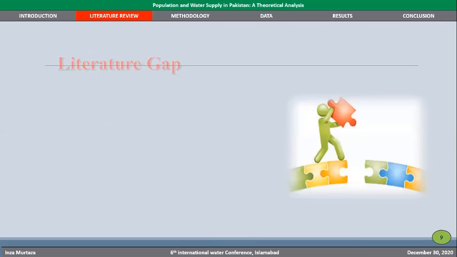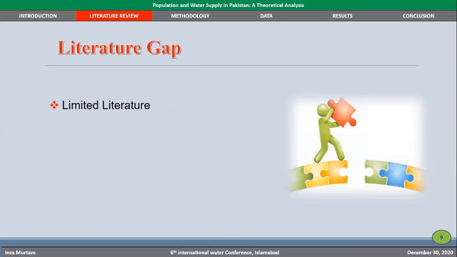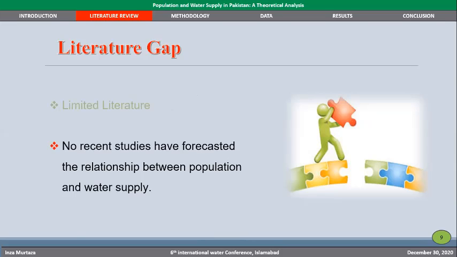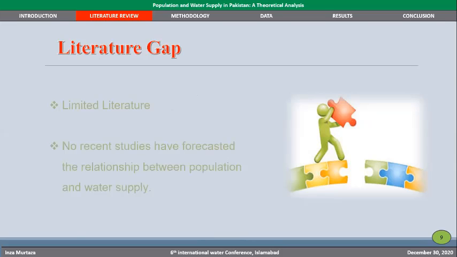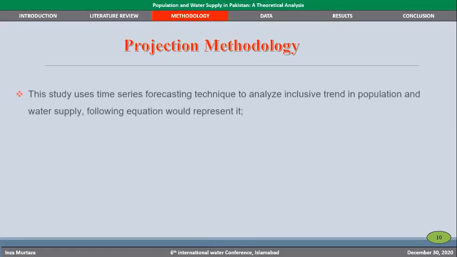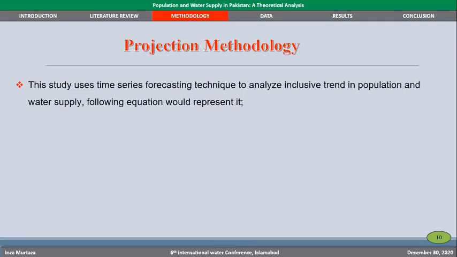Of course, there is a literature gap. There is limited literature available on the water issue, and no recent studies have forecasted the relationship between population and water supply. The methodology used for projection of water supply and population is a time series forecasting technique.